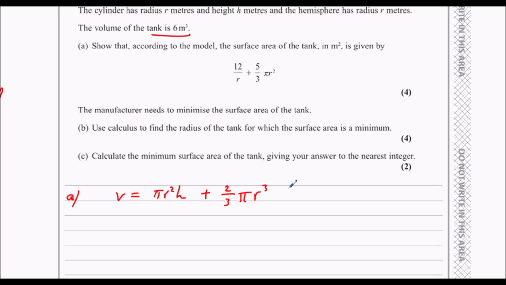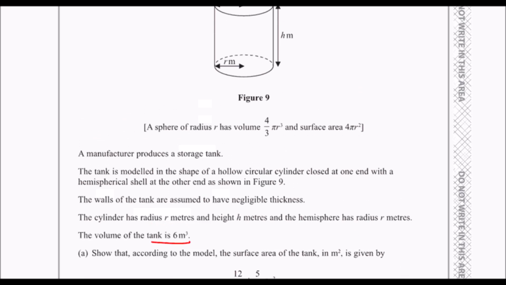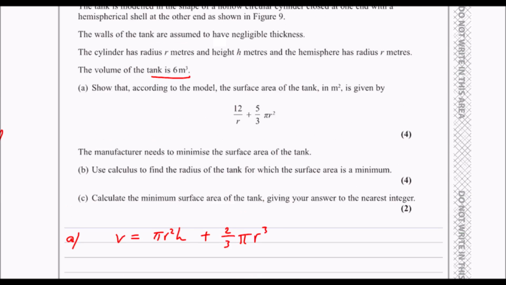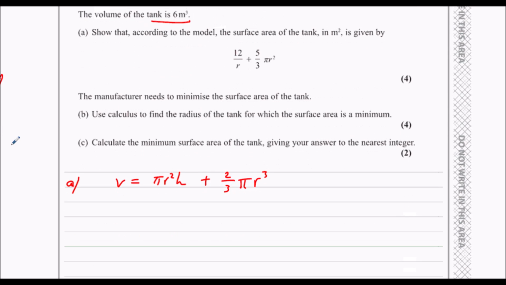So that's the volume, and we know V is 6, and that's all we know. So we've got 6 equals pi r squared h plus 2/3 pi r cubed. So we're probably going to need this in a minute.